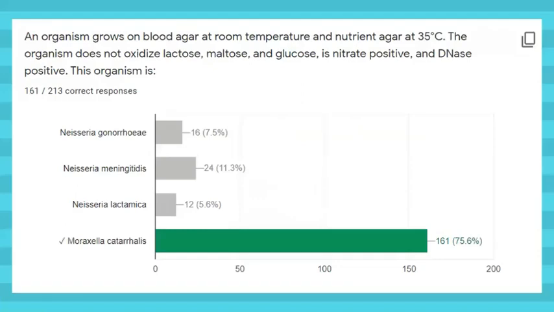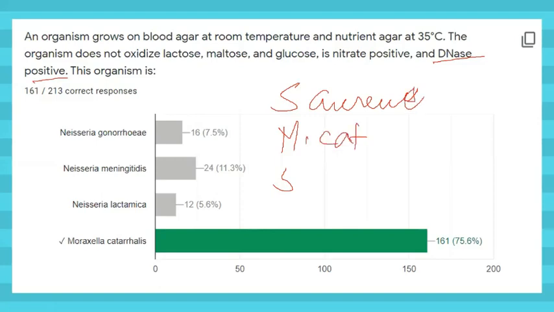An organism grows on blood agar at room temp and nutrient agar at 35 degrees Celsius. The organism does not oxidize lactose, maltose, and glucose, is nitrate positive, and DNase positive. Remember, you only have three organisms which are DNase positive. These are your SMS: Staphylococcus aureus, Moraxella catarrhalis, and Serratia marcescens. Among the choices, the only organism that is DNase positive would be Moraxella catarrhalis.